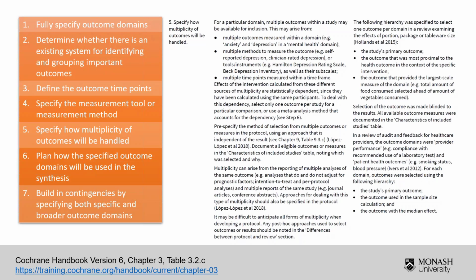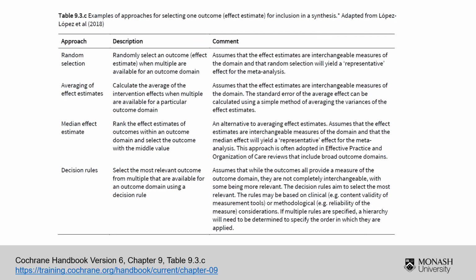And then in chapter 9, on preparing for synthesis, there's another helpful table, 9.3, which goes through not only decision rules based on some hierarchy of measurement instruments based on some clinical rationale, but also some other selection methods that authors may consider using, such as randomly selecting a particular result that's compatible with an outcome, or averaging, or selecting the median effect. So there's a bit more guidance in the handbook that you might want to consult when embarking on this issue of selecting or developing selection rules for your meta-analysis.